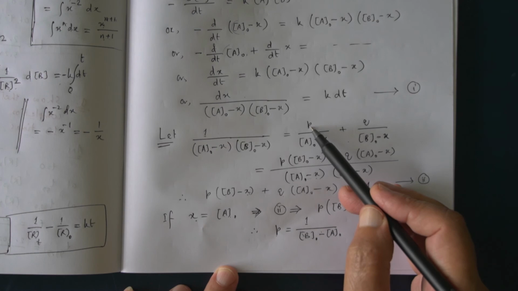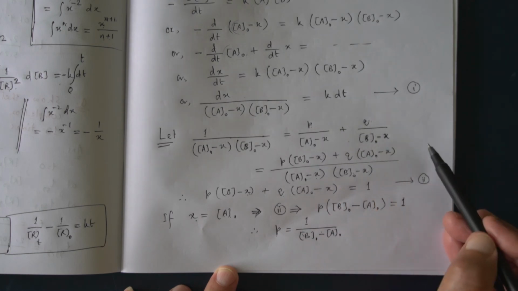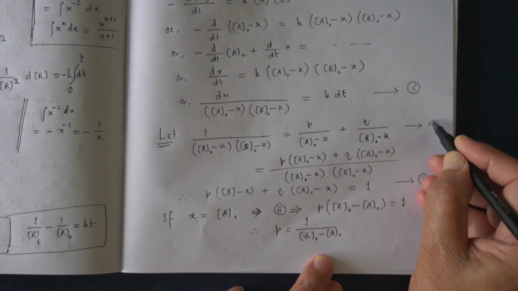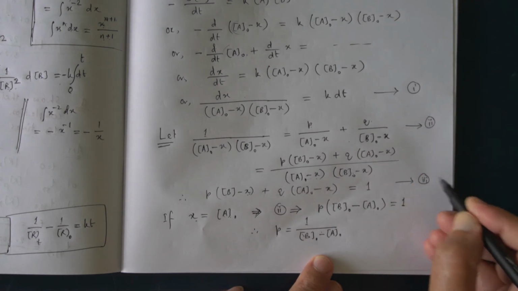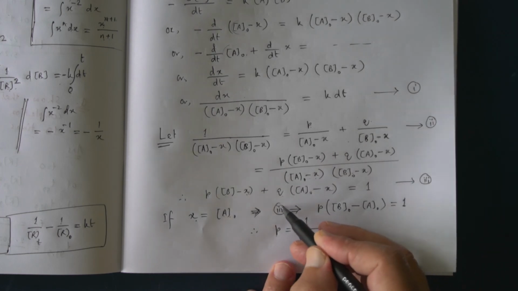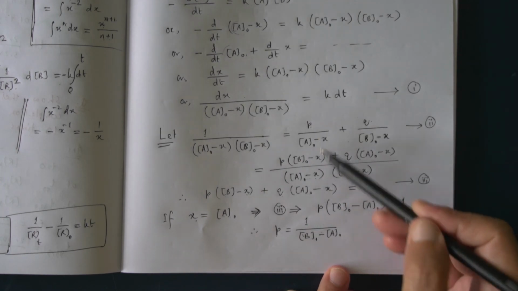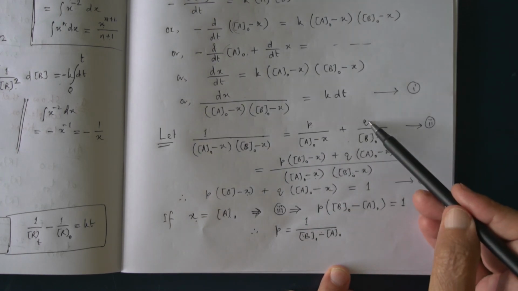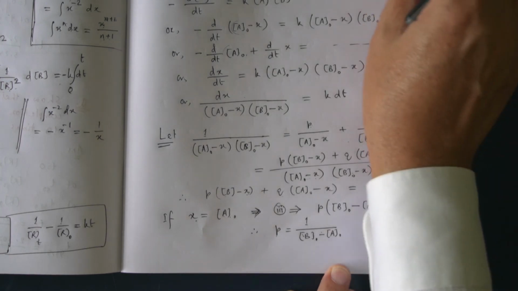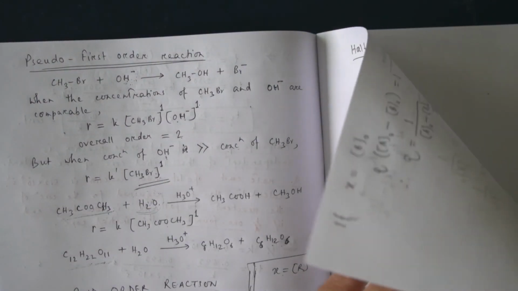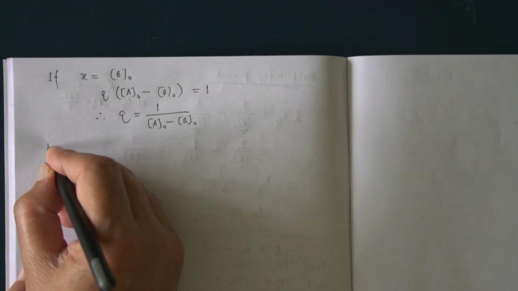So we can substitute the values of P and Q here. Let me call this 2, and this is 3. So from 3, we can put the value of P and the value of Q. So what do we get? So 1 by, so that is from 2.